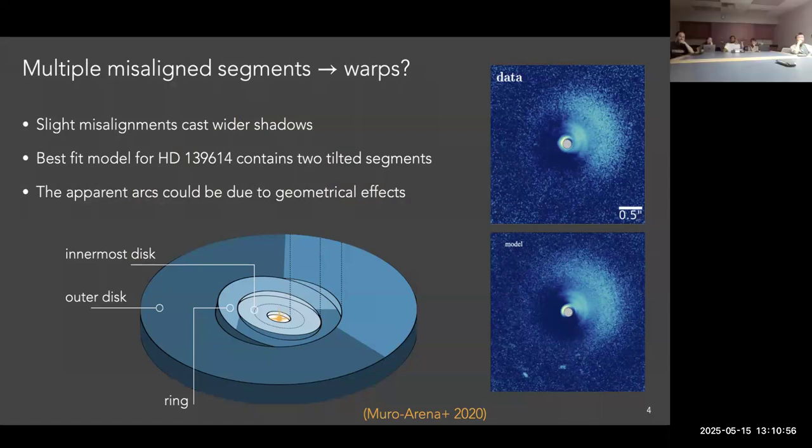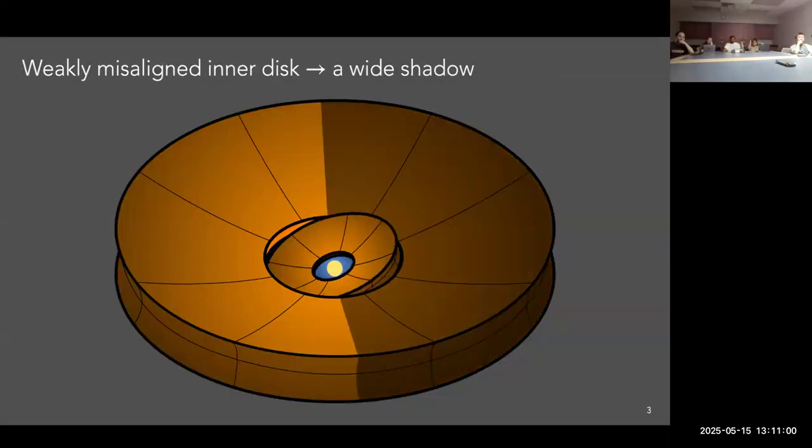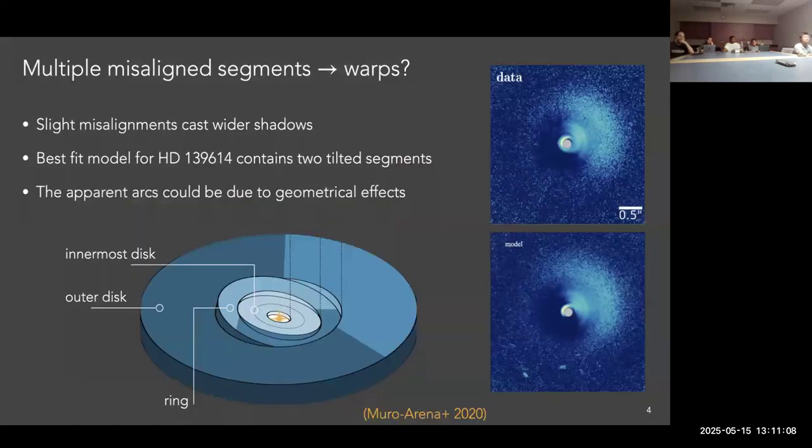Yes. So if you have a weakly misaligned inner component, as you can see from this sketch here, you can get up to half the disk being shadowed. To get more than half the disk shadowed, you need essentially multiple misalignments. So this picture is only possible if you have at least two misaligned components, such that the intermediate ring in between can be up to halfway shadowed, but the outer disk can be shadowed by more than half of its total azimuth. So it's only possible with more than one misalignment.